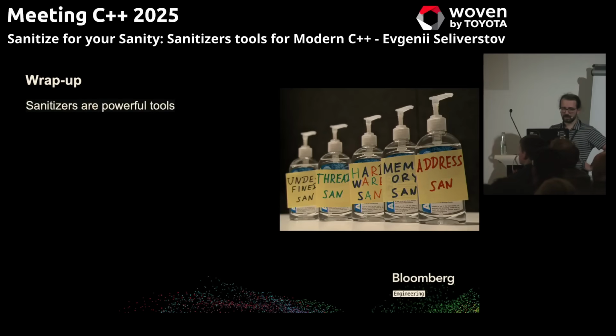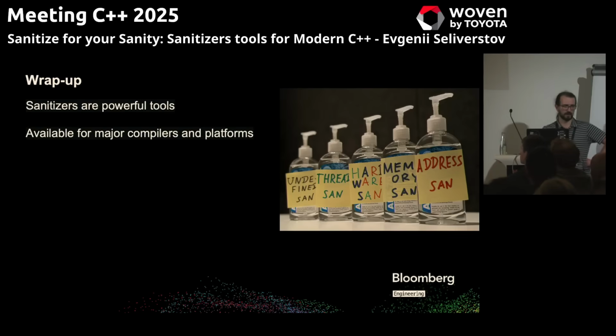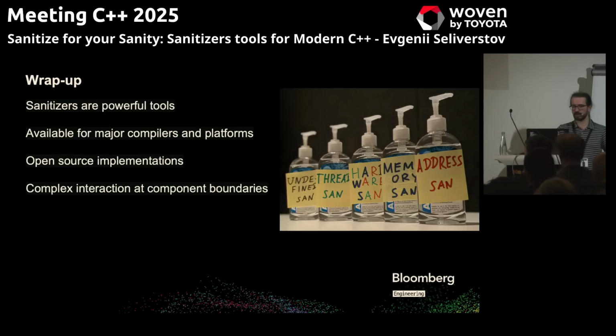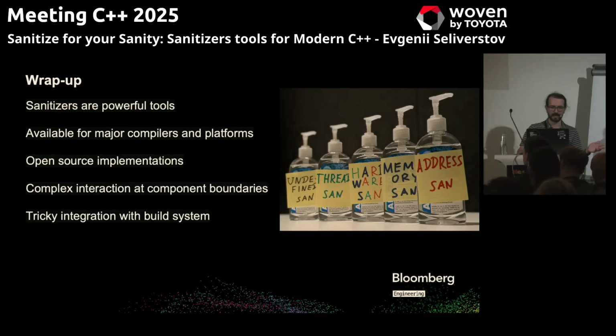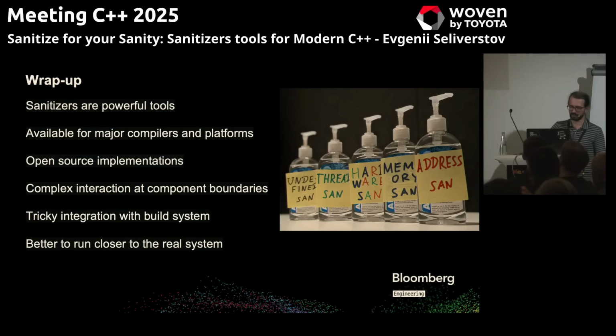To wrap up, sanitizers are really powerful tools. They're available for all the major compilers and platforms, and they're the result of work over 10, 20 years, probably. Okay, not 20, 15 years. There are plenty of open source implementations; all of them are open source. They can also work on component boundaries between application, static library, dynamic library, and even between different languages. Unfortunately, sometimes it's really difficult to integrate with a build system, but if you're using really modern C++ or some kind of in-house build system, it could be fully abstracted from you.